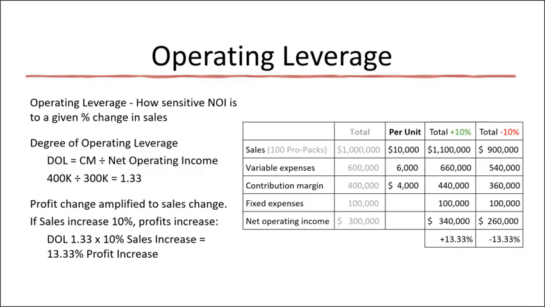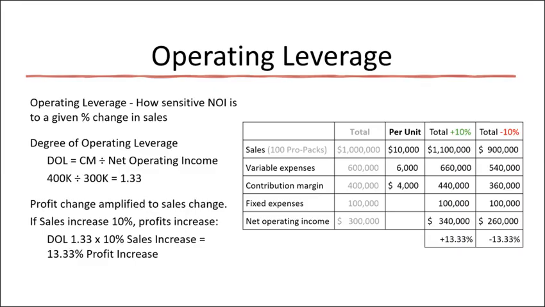Managers sometimes wish to analyze the profit impact of changes in sales. They can do so using the concept of operating leverage. Operating leverage is how sensitive net operating income is to a given percent change in sales. It acts as a multiplier. If operating leverage is high, a small percentage increase in sales produces a much bigger increase in net operating income. It's expressed by the degree of operating leverage, which is contribution margin divided by net operating income.